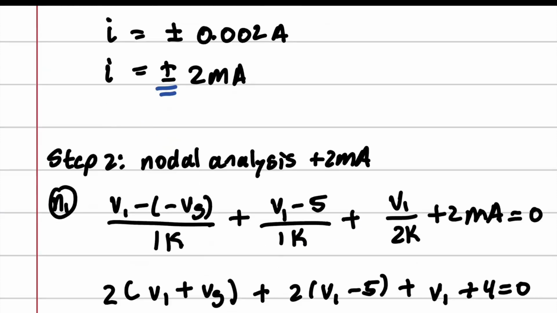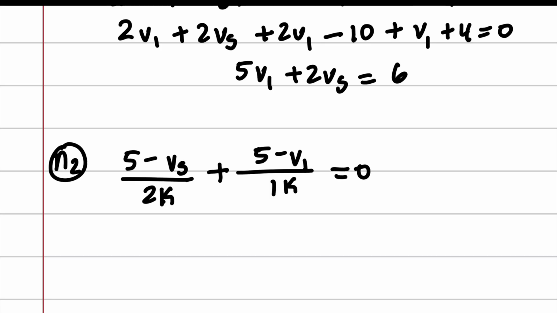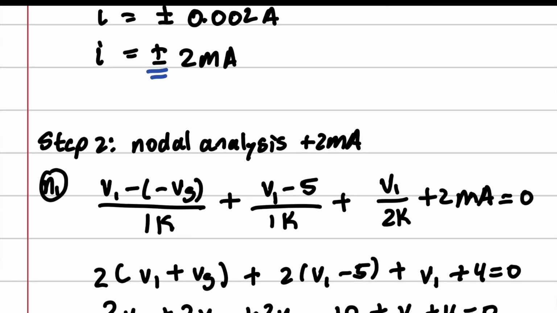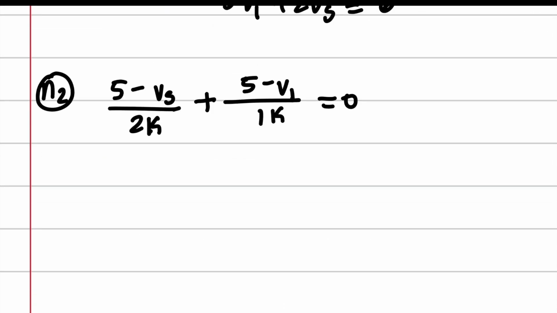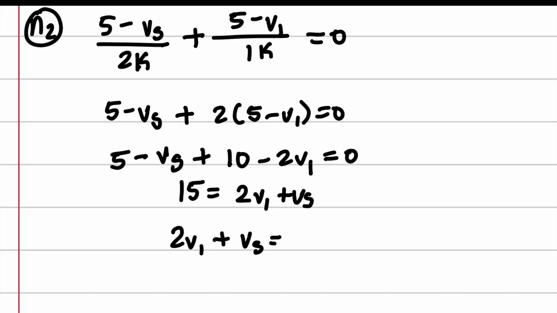So we have, I believe, (5 minus Vs) over 2K plus (5 minus V1) over 1K. Make sure to check that just in case. Yep, 2K and 1K. So we're going to get this, and our final result is 2V1 plus Vs equals 15.